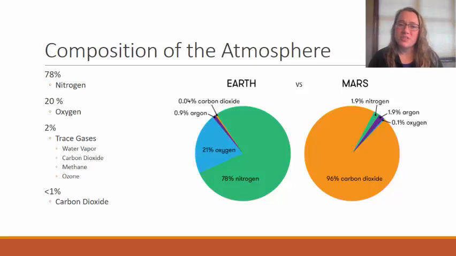The remaining 2% is made up of trace gases, and this is where we have our heat-trapping gases or our greenhouse gases. This includes water vapor, carbon dioxide, methane, and ozone. Now, if we compare the atmosphere on Earth to the atmosphere on Mars, because people have this fascination with trying to find life on Mars, it's important to note that the atmosphere on Mars is made up primarily of carbon dioxide, and there is very little nitrogen and oxygen available in that atmosphere.